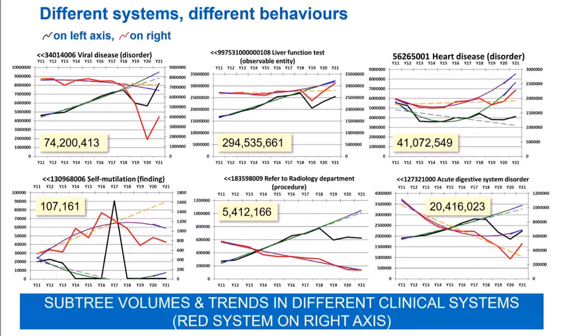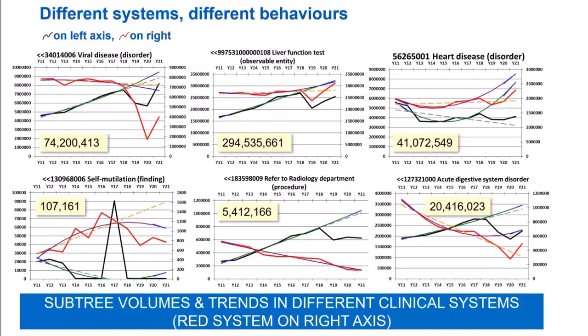Middle graph at the top, liver function tests, much smaller set of codes, but you might expect those to be a very similar pattern, but they're not really. Again, you've got the red system being broadly flat over the 8 years pre-pandemic, but the black system very clearly increasing year on year for 8 years, and then a pandemic blip in both cases. But one has recovered back to trend and the other one hasn't.